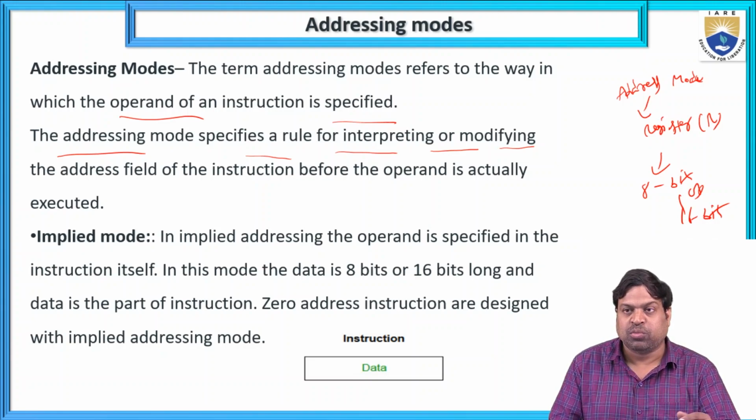Suppose I have the direct addressing mode. Shall I change it to indirect addressing mode? Yes, it is possible to change to the indirect addressing mode. So that is done in the instruction before the operand is actually executed.